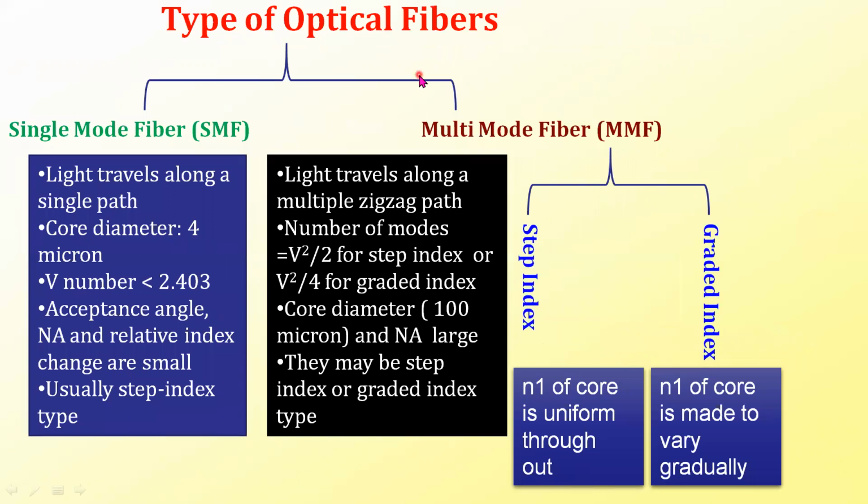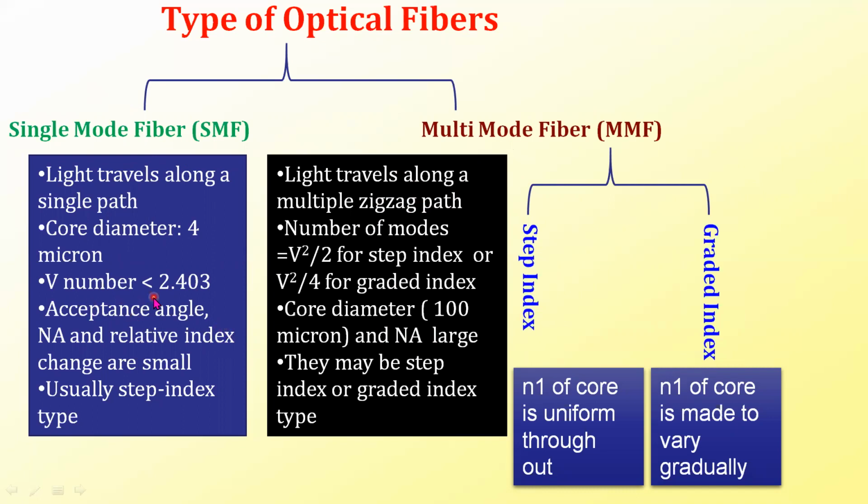Now, these optical fibers are broadly classified into two: single mode fiber, SMF, and multi-mode fiber. Single mode fiber means the light mode is one, that is, light travels along only one path. If light travels along multiple paths, then it is called a multi-mode fiber. So core diameter will be very small in the case of single mode. It is 4 micrometer only. It is comparatively large, almost 100 micrometer, in the case of multi-mode fibers.